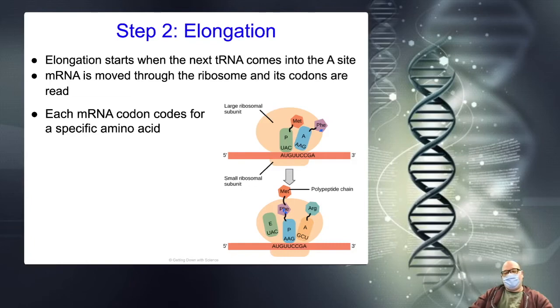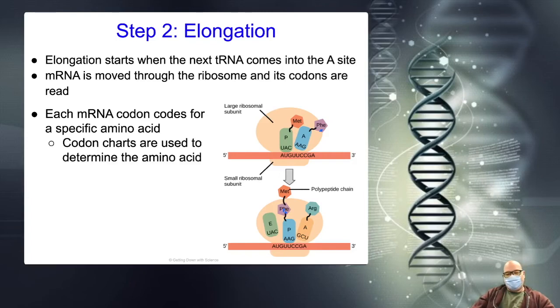So the important thing to know here is each mRNA codon, what's a codon? A set of how many? 3, codes for a very specific amino acid. And these little codon charts are going to be used to determine which amino acid the 3 bases code for. There is some redundancy. Some amino acids have, I think one of them has 4 codes, and they all will make the same amino acid or signal for the same amino acid.